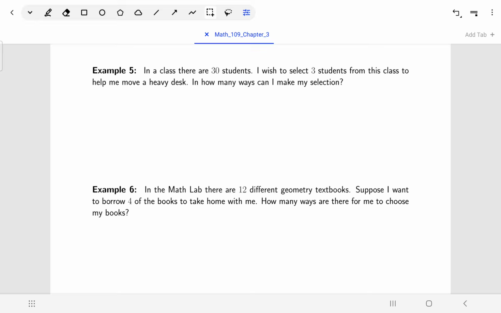And however they like is irrelevant to me. The order in which these people line up at the table does not make any difference to me. So this would be something where I'm just selecting 3 students, not arranging them. So I could say that this is a combination of, out of 30 students, selecting 3 of them. And so easy enough for me to do.